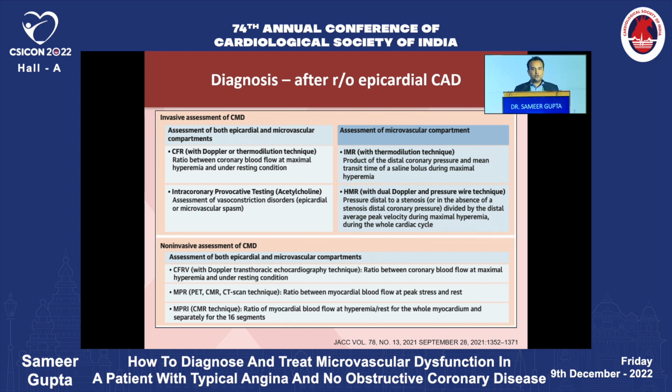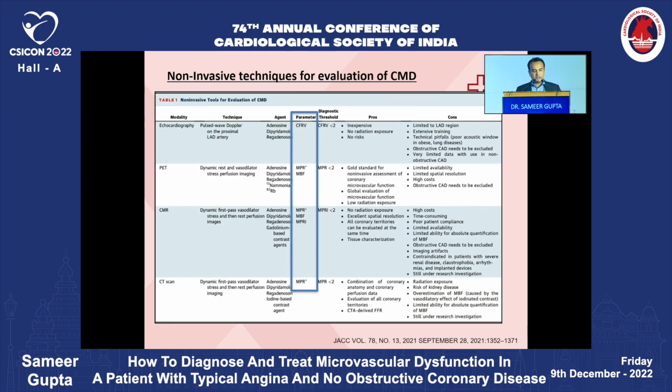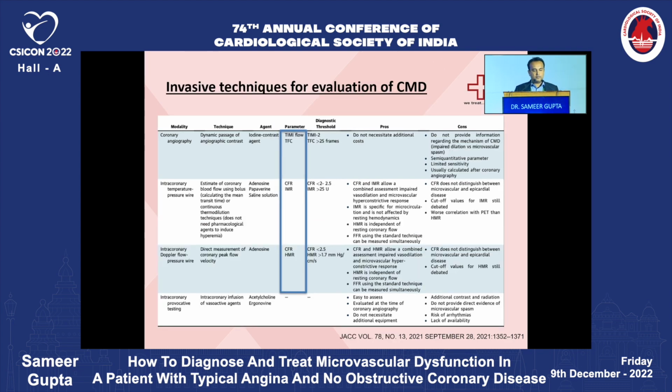There are ways to do this non-invasively. You can do this using PET, echo. This is a laundry list. You can do echo, you check it on PET, you can do CMR, and even some studies on the CT scan. You look for coronary flow reserve, you can do resistance testing, you do perfusion reserve, and there are these different parameters with the diagnostic thresholds mentioned over here that can be used to define if you do or do not have microvascular dysfunction.